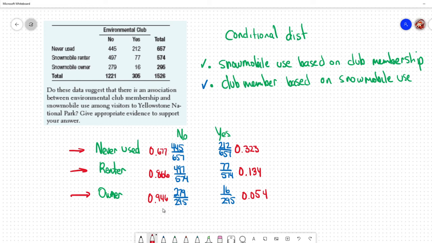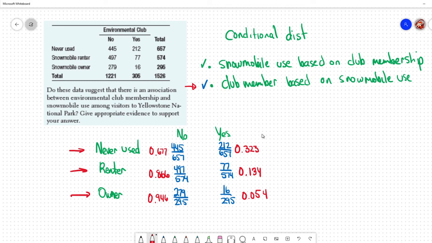But the fact is that yeah, as we get into more use of the snowmobile, versus a renter and an owner, once they have some familiarity with it, then yeah, the membership numbers drop significantly. We can see from a 32% down into less than 10% by the time we get to ownership. So even looking at it from this perspective here, we would also come to the same conclusion that yeah, there's some association between club membership and snowmobile use, and looking at the numbers, I can then say what that association is.